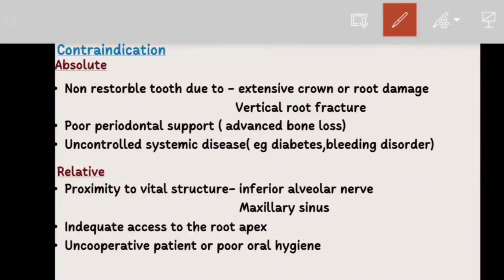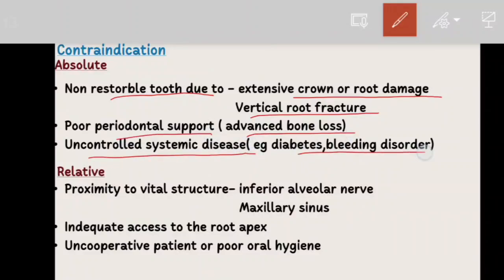Now the contraindications. First, absolute contraindications. It is not used in a non-restorable tooth due to extensive crown or root damage or vertical root fractures, poor periodontal support like advanced bone loss, and uncontrolled systemic disease like diabetes and bleeding disorders.